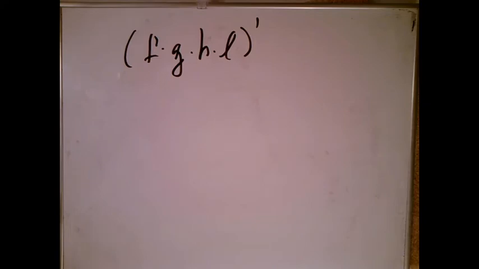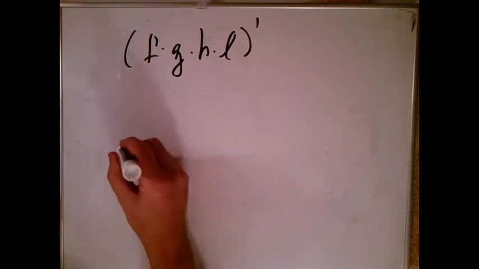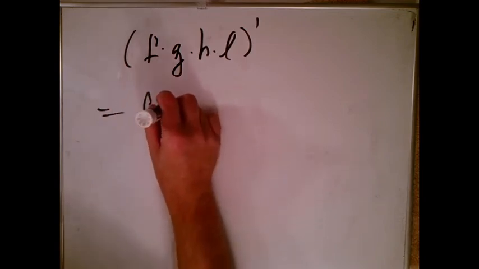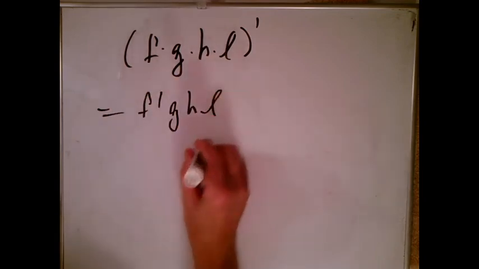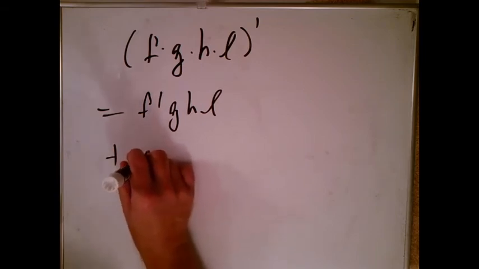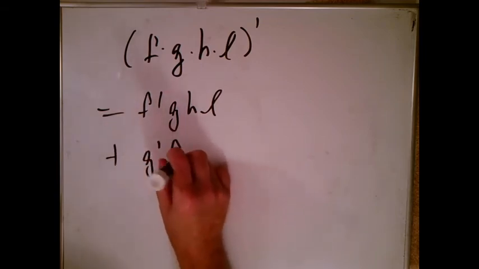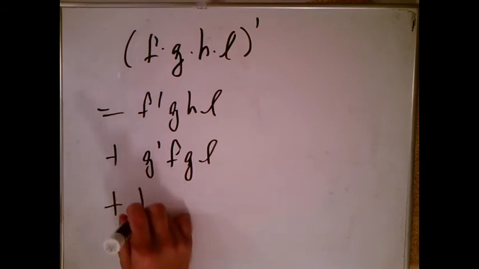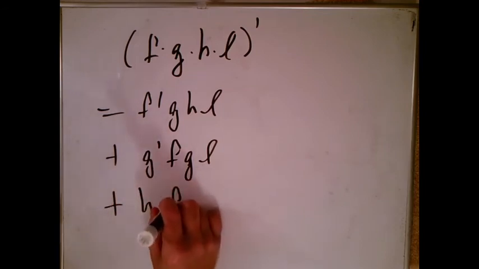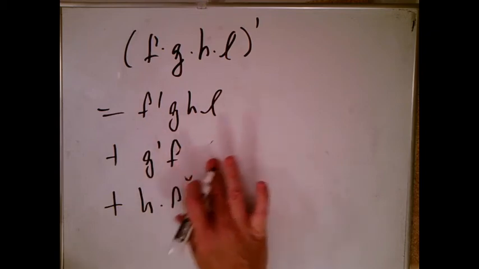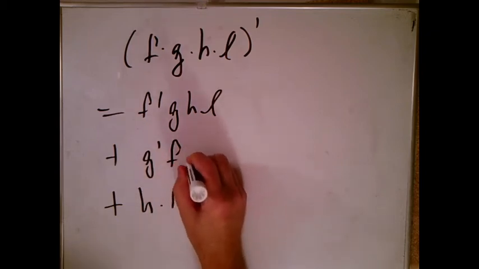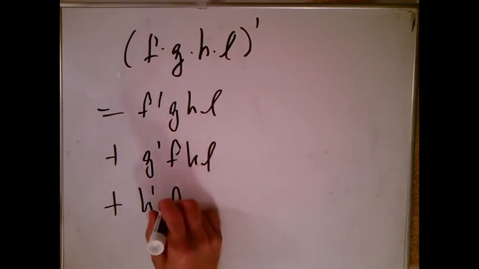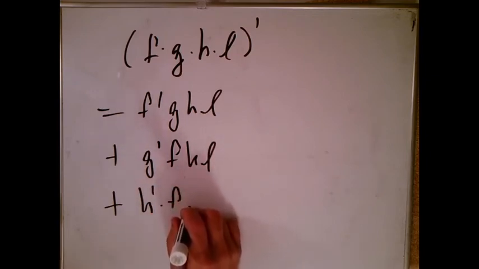Welcome back. If the pattern holds, what we should get is the derivative of the first times the other 3, plus the derivative of the second times the other 3, plus the derivative of the third times the other 3. I didn't do this right, did I? G prime FHL. Yeah, better. Plus the derivative of the last one times the other 3. Let's see, I'm not there yet.